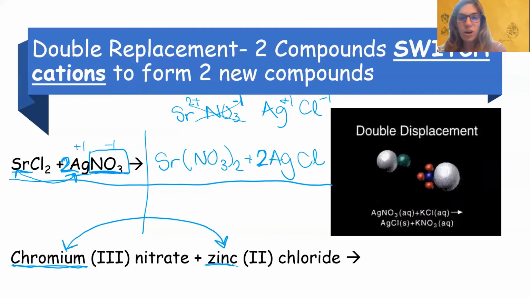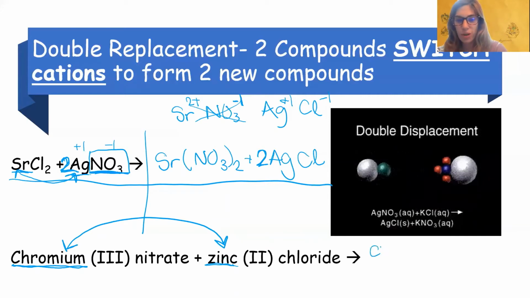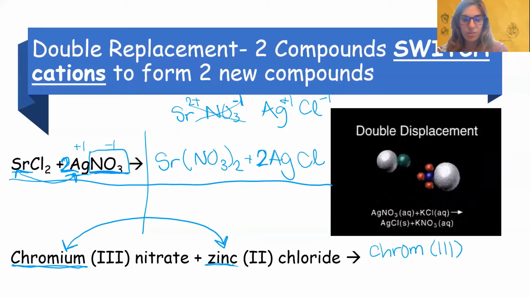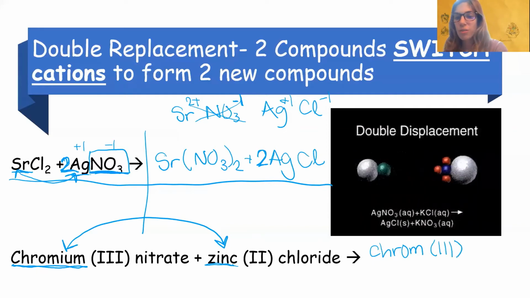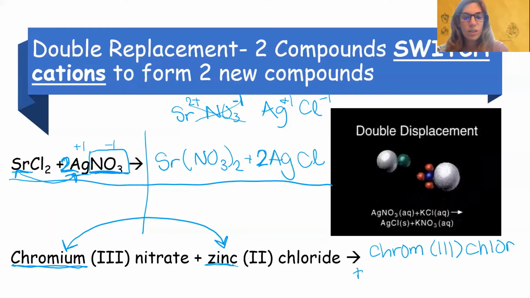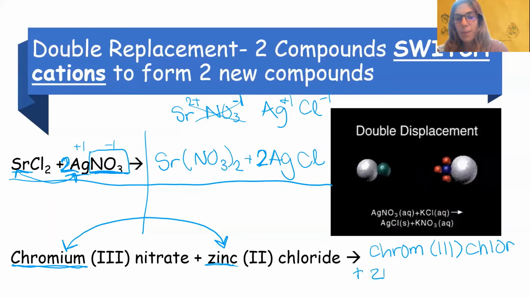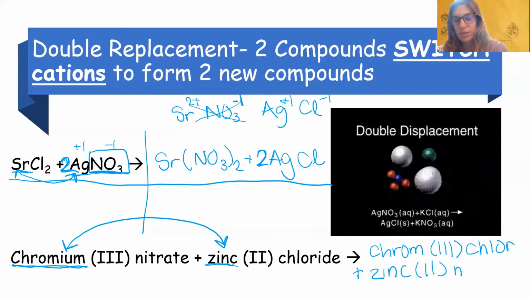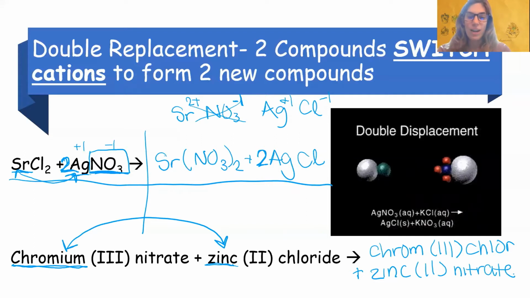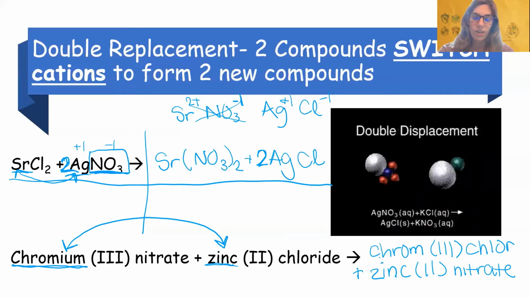So I know my new compound formed would be chromium 3 (I am abbreviating it a little due to space) chromium 3 chloride and zinc 2 nitrate. And once again, I can write out this equation itself after I've done that.